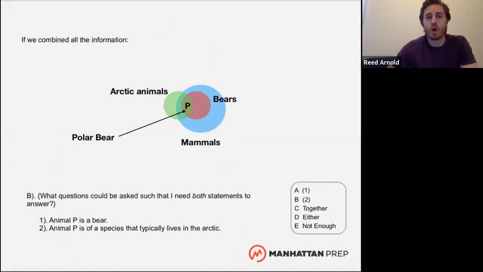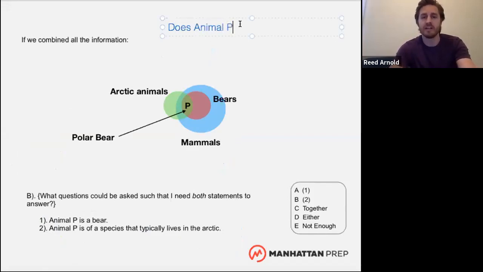So when would I need all of this information? When do I need to know that I'm a bear and that I'm a species that lives in the Arctic? If it's not the question that was asked, the question that was asked was, I'm sorry, no, is animal P a mammal? That was the question here. And I actually don't need both statements. I just need to know I'm a bear.